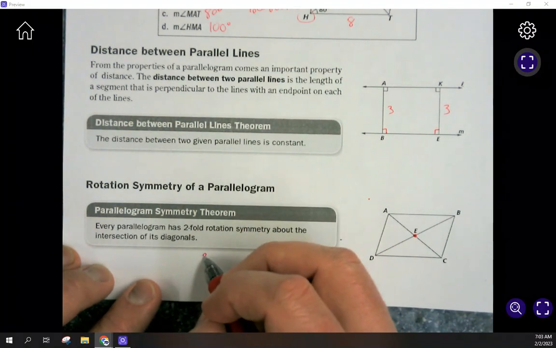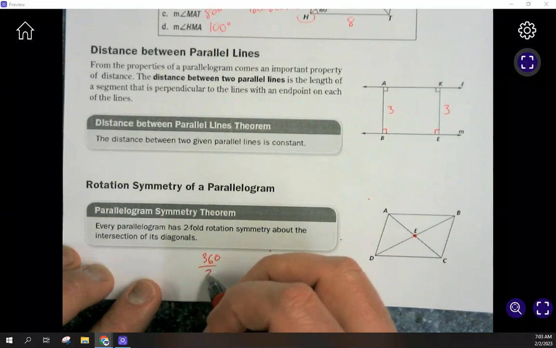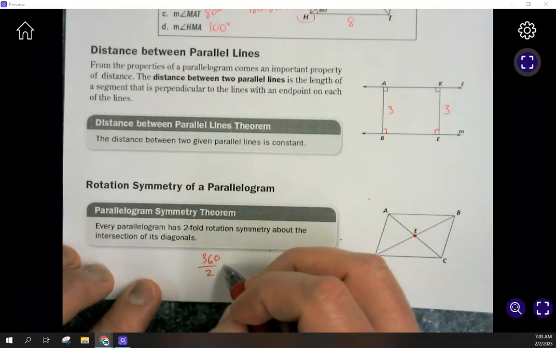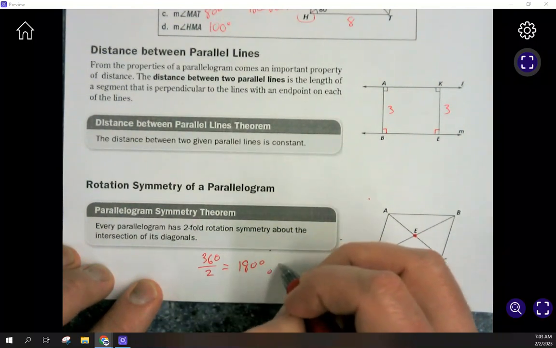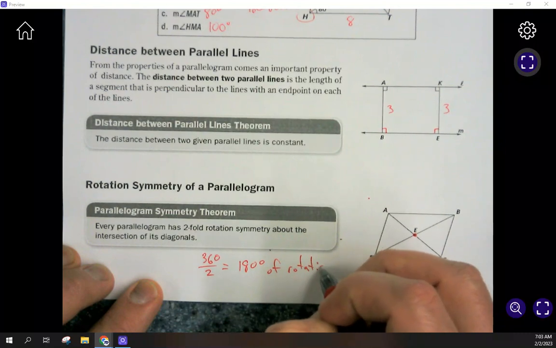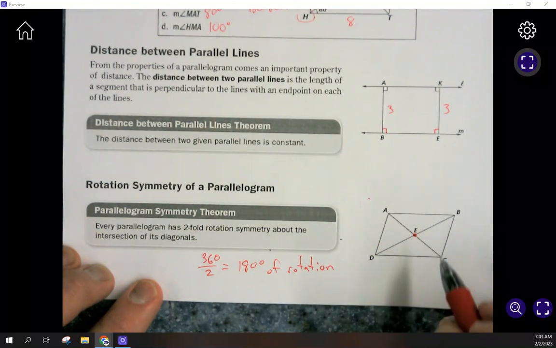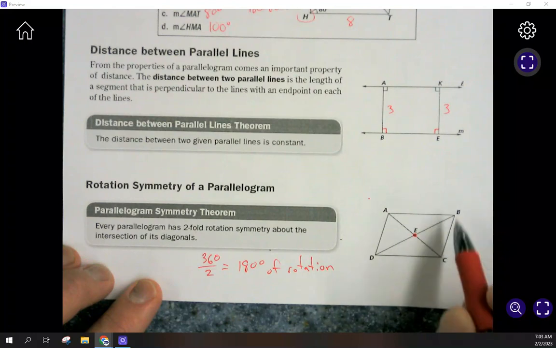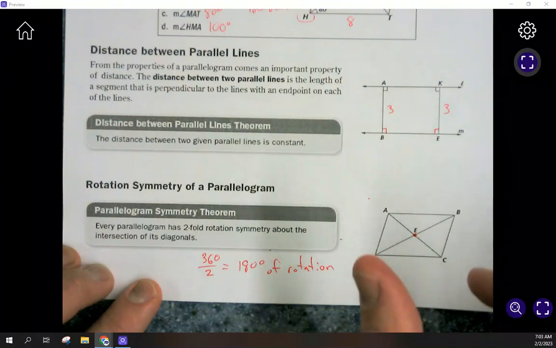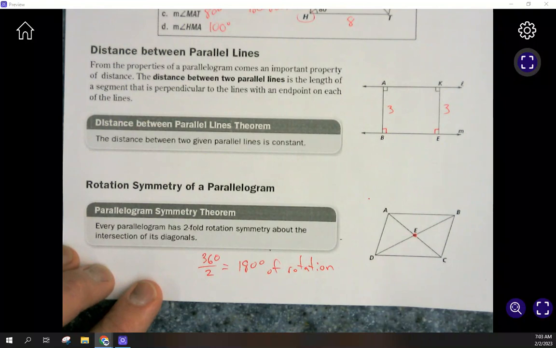And remember, twofold, if you're talking about degree measurements, you take 360 for your full circle divided by 2 for twofold, and that's 180 degrees of rotation. That's the smallest rotation that creates symmetry. So basically, you're just flipping it upside down. It's spinning 180 degrees. So point A would spin all the way to C, point B would spin all the way to D, and it would end up looking like it started. Okay, so it flips once upside down. You basically have the same parallelogram you started with, and then you flip it 180 degrees again, and you end up right back where you started.